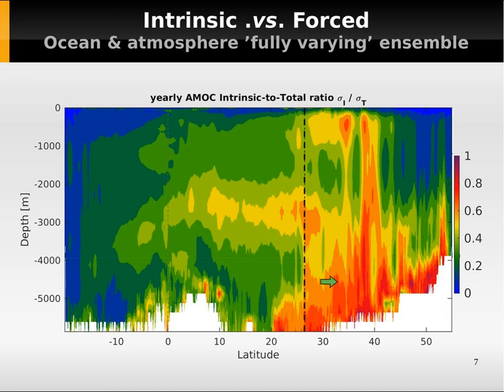But there is an incursion in the whole water column around 40 north, which is the location where the Gulf Stream separates. So it might have some implication for that. And also, if we look at the RAPID location, we have some places, specifically 3,000 meter depth, where the intrinsic variability reaches 60% of the total variability. So this is a map for all the volumes accounted for the AMOC, and we're now going to specify the spatial-temporal pattern of this variability.